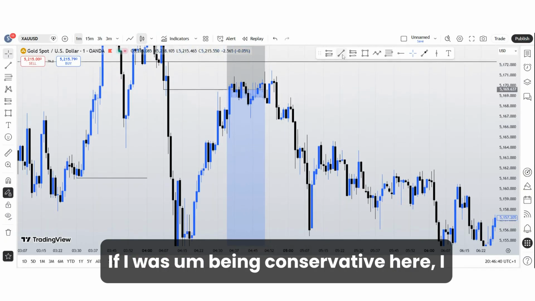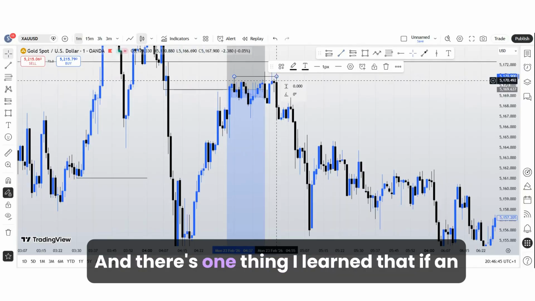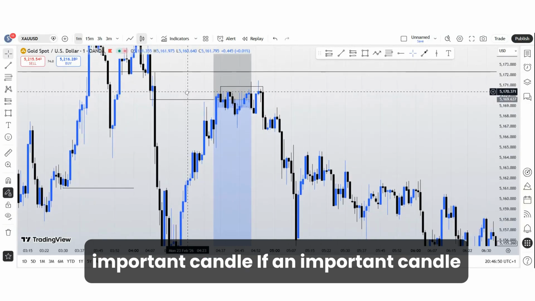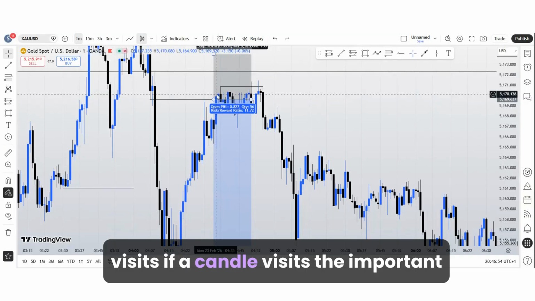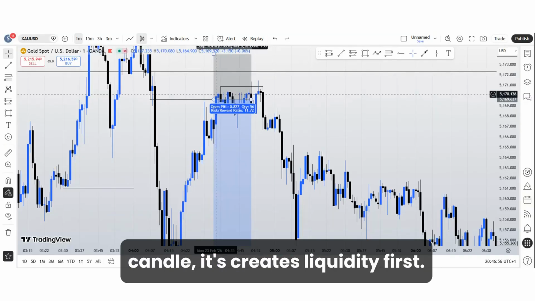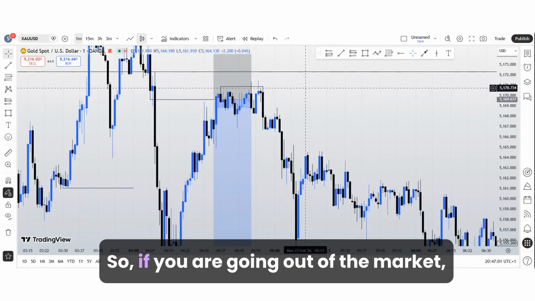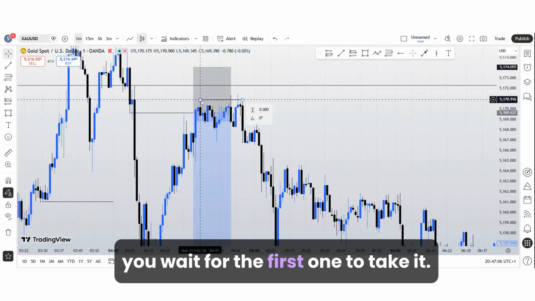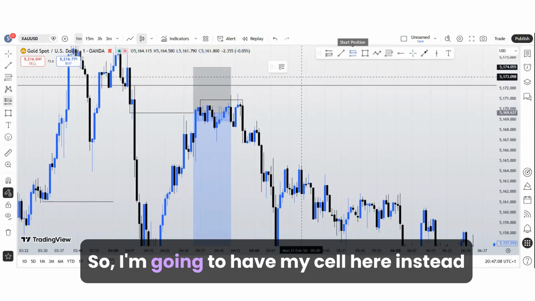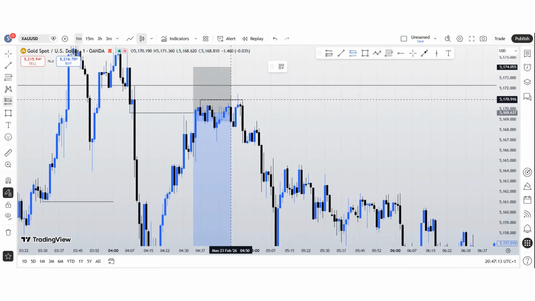If I was being conservative here, I would have been taken out by this candle. And there's one thing I learned: if a candle visits the important candle, it creates liquidity first. So the first one will be the liquidity. So instead of entering just through here, you wait for the first one to take it. So I'm going to have my sell here instead of where I had it before.